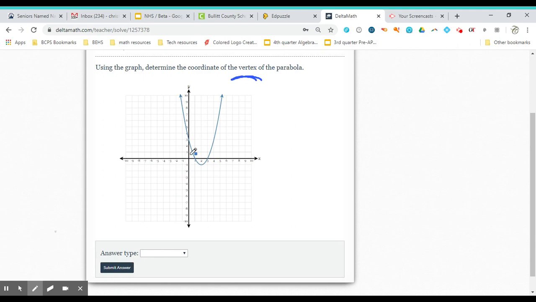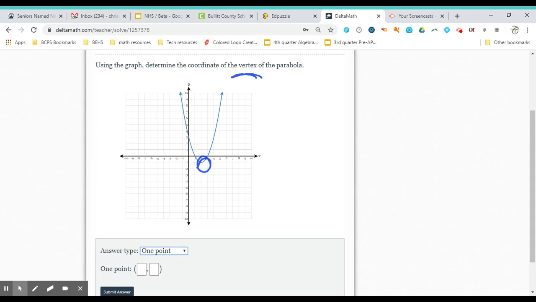The third kind of question in this problem set is to determine the coordinate of the vertex of the parabola. My vertex right here is 1 point. That point is 2, -1. So I need to come down and choose that I have 1 point as my answer type. And then type in my coordinates, 2, which is the x value, what it's in line with on the x-axis, and -1 for the y value. And that, of course, is what that point is in line with on the y-axis. After I'm sure I have it correct, I'm going to click submit.